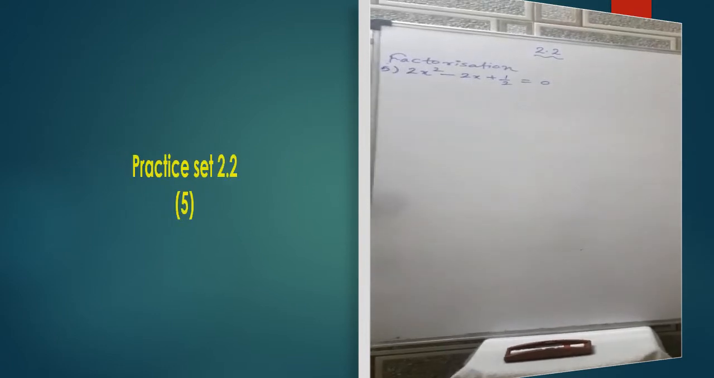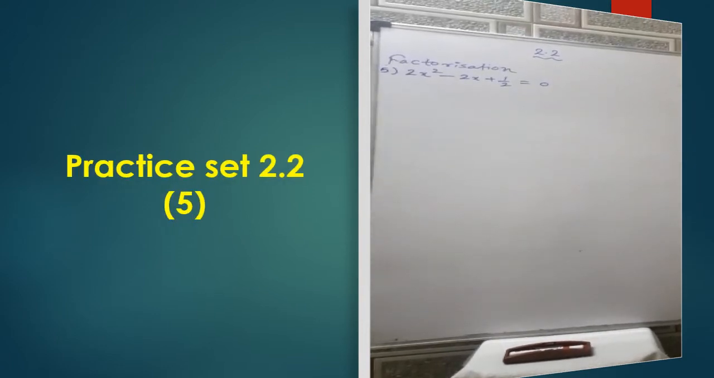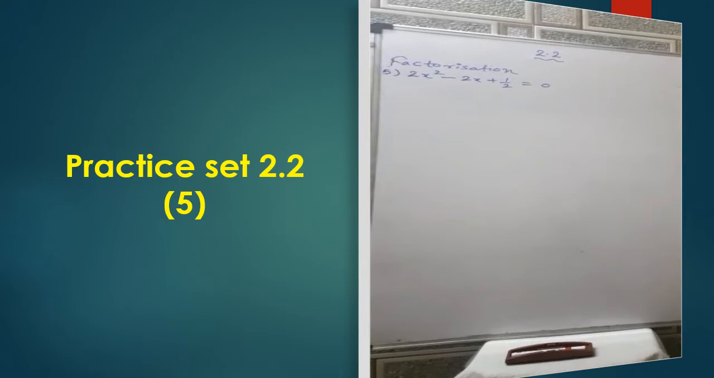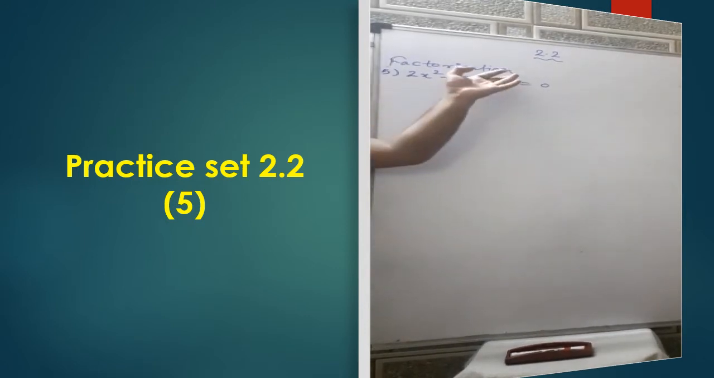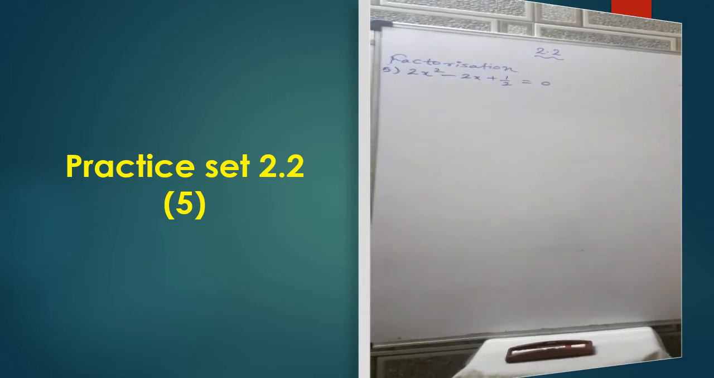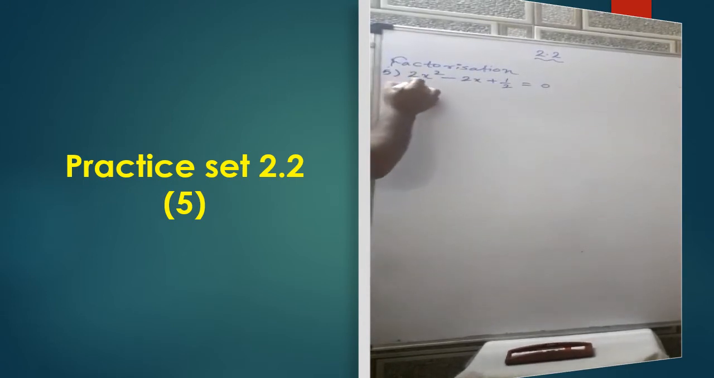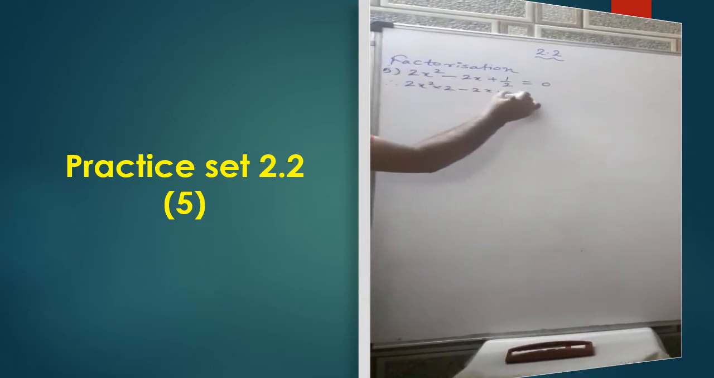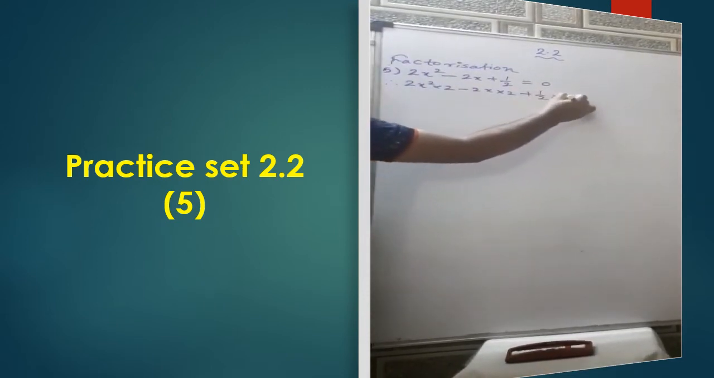So fifth one, 2x square minus 2x plus 1 upon 2 equals 0. So here we can see 1 upon 2 is given. So first we remove the 2 from the denominator. So we multiply the 2 with each term. So 2x square multiplied with the 2, 2x multiplied with the 2, 1 upon 2 also multiplied with the 2.